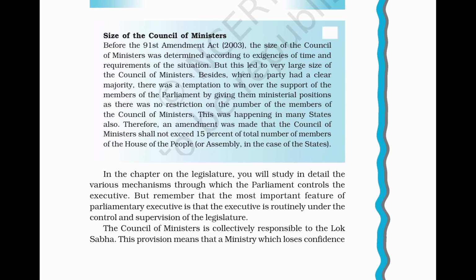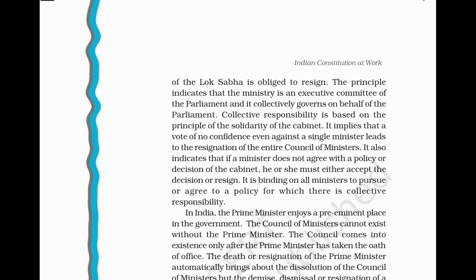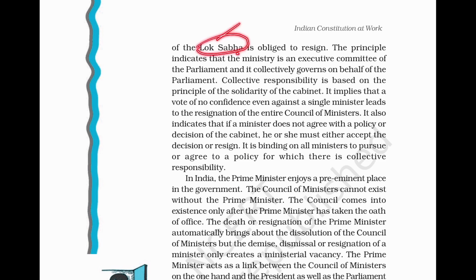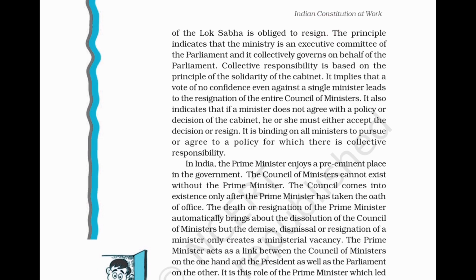ठीक है. So they are collectively responsible to Lok Sabha. We have seen this in the powers of Lok Sabha in the chapter on legislature. So a ministry which loses confidence of Lok Sabha, अगर लोकसभा में उनको कॉन्फिडेंस यानी मेजॉरिटी नहीं मिल रही है, सपोज सहमति नहीं मिल रही है, तो they have to resign.